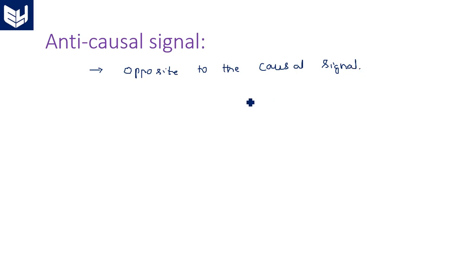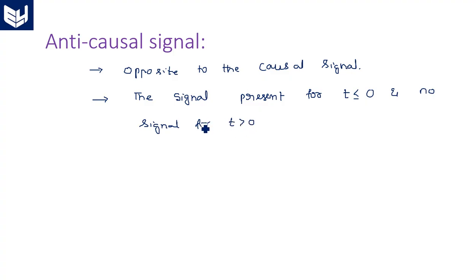So opposite to the causal signal means what? The signal is existed only for the negative time axis. In the anti-causal signal, the signal is existed only for the negative time axis and there is no signal present on the positive time axis. So the signal is present for t less than or equal to 0 and no signal for t greater than 0.